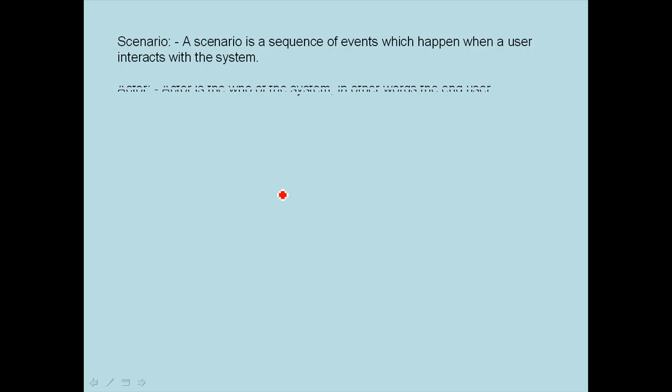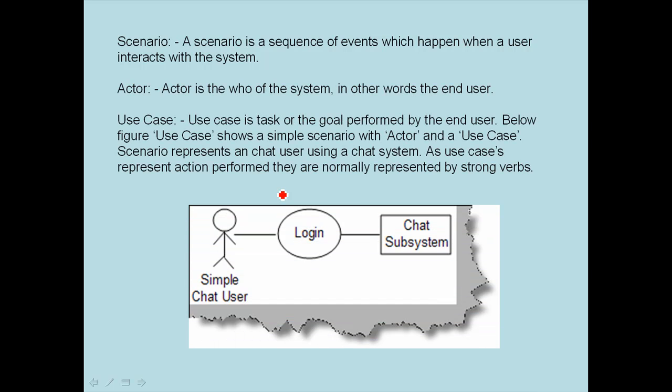Now there are three important parts of a use case. The first very important part is the actor. The actor is the who of the system. In other words, he is the end user. Then we have the use case, the task or the goal. For example, here the actor will actually log in. He wants to log into the chat system. So the simple chat user is our actor, and login is the use case.